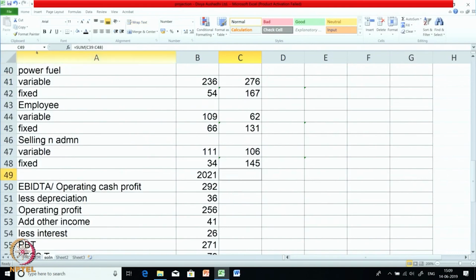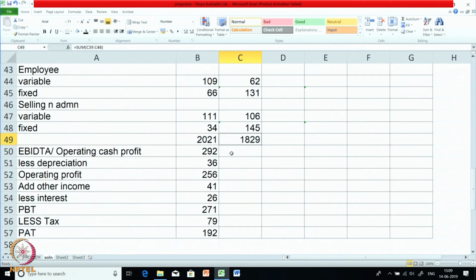Now take total of all expenses. So you get 1829. EBITDA or operating cash profit is 323.